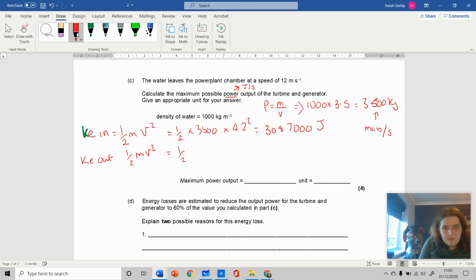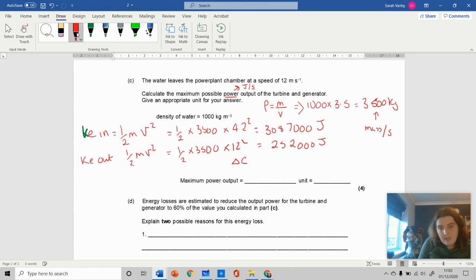And what is leaving, okay, is again half mv squared. So that's a half times 3,500 times 12 squared. So 0.5 times 3,500 times 12 squared. That is 252,123 joules. So what's happening is that the difference in energy has actually been transferred to the turbine.